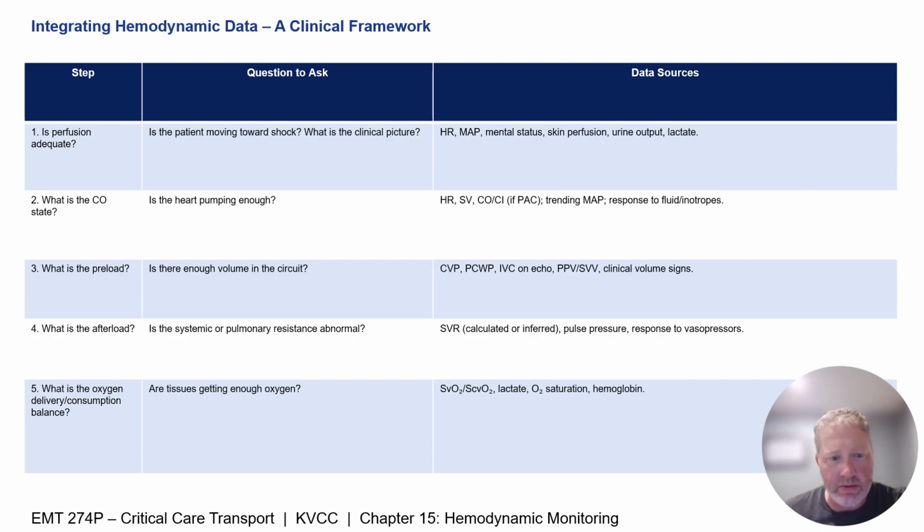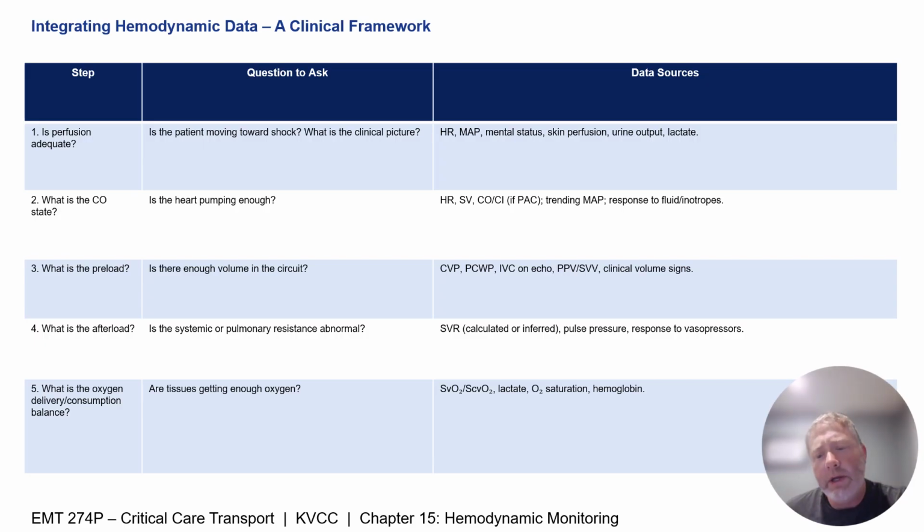So is the patient moving towards shock? What's the clinical picture? For that, look at the heart rate, look at the MAP, their mental status, skin perfusion, urine output, lactate. And then ask yourself, what's the cardiac output state? Is the heart pumping enough? Well, take a look at the heart rate, the stroke volume, the CO/CI ratio, if you have it, if there's a pulmonary artery catheter. Look at your trending MAPs. See if they have, and what kind of, response to any kind of fluid administration or inotropic administration.